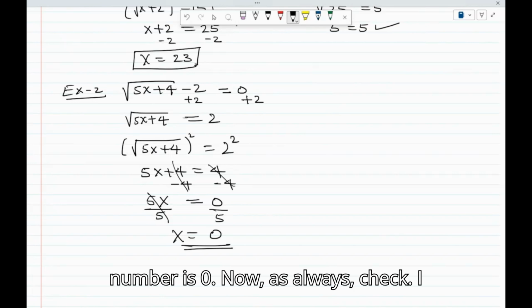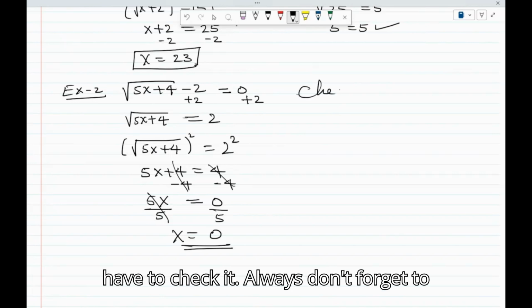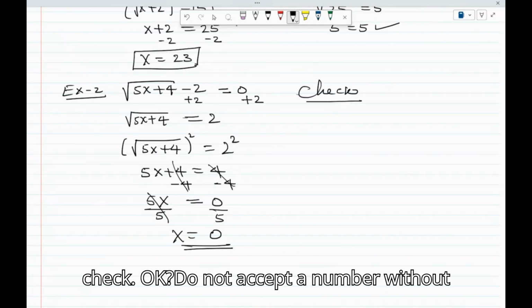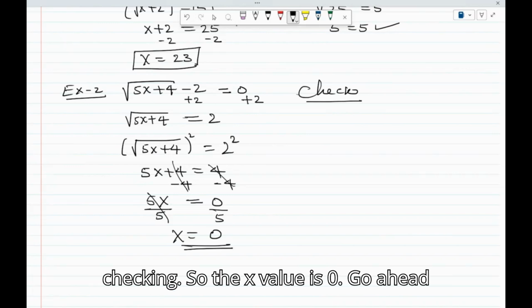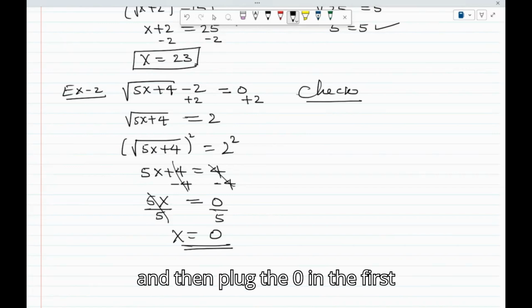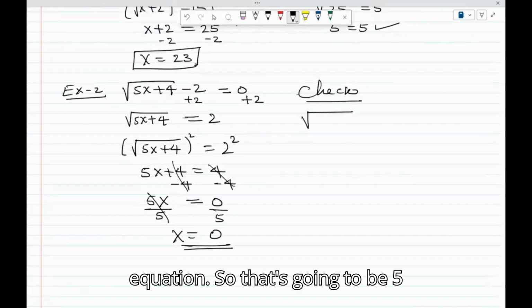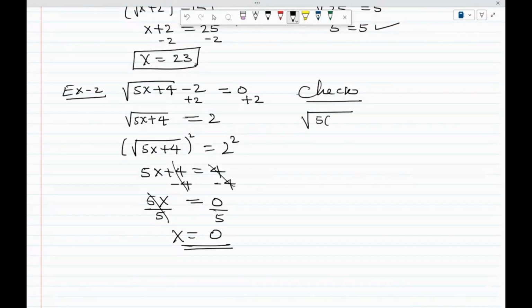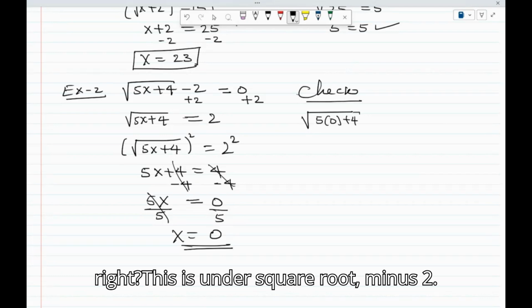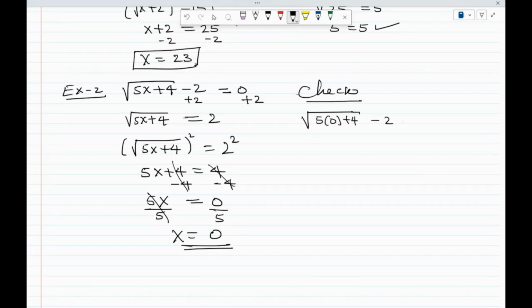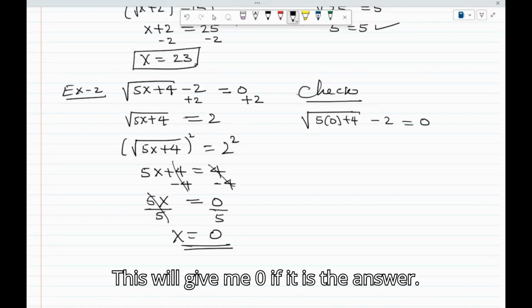Now, as always, check. Always don't forget to check. Do not accept a number without checking. So the x value is 0. Go ahead and plug the 0 into the first equation. So that's going to be 5 times 0 plus 4, under the square root, minus 2. This will give me 0 if it is the answer.